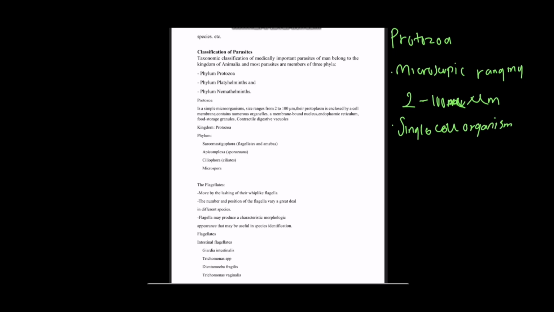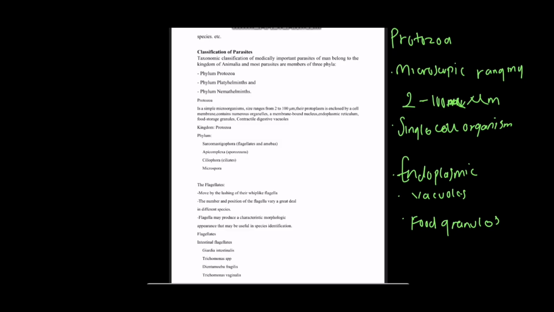They also have a cell membrane, nucleus, and organelles like the endoplasmic reticulum. I hope you guys still remember the function of organelles in the cell, right? The endoplasmic reticulum, the vacuole, the food granule. These are the general characteristics of Protozoa. They are microscopic, ranging from 2 to 100 micrometers. They are single cell organisms. They have a cell membrane, a nucleus, and other organelles like the endoplasmic reticulum, the vacuole, and the food granule.